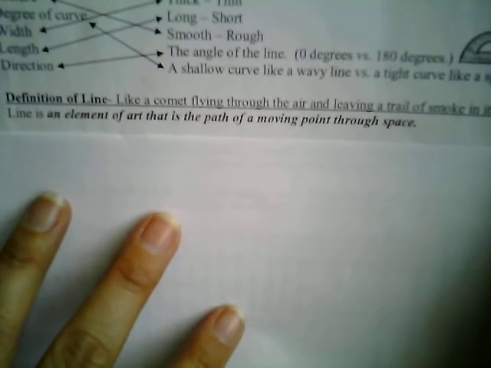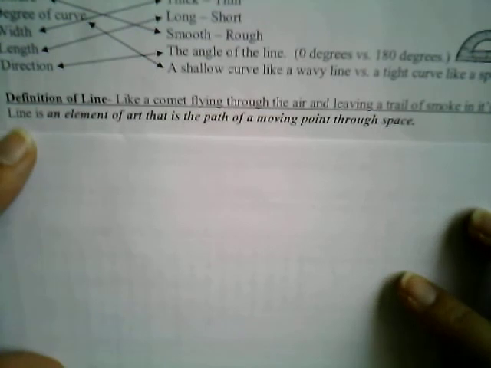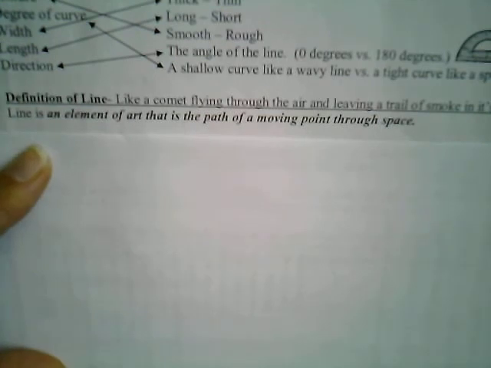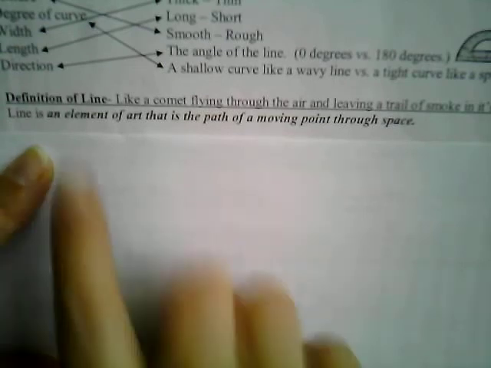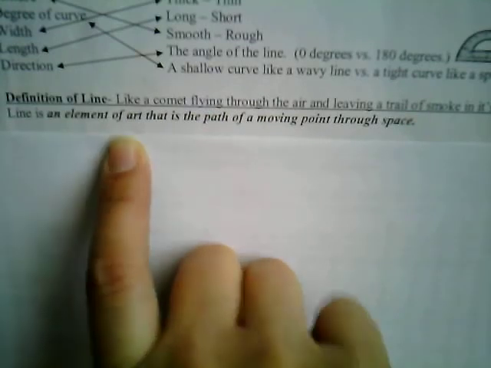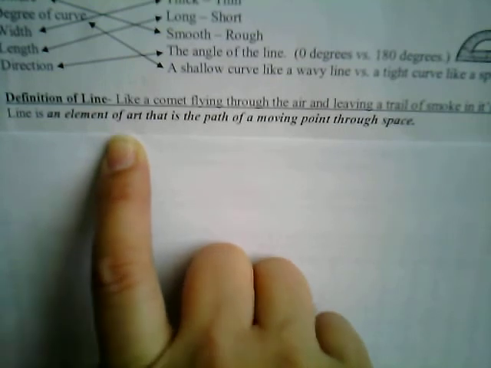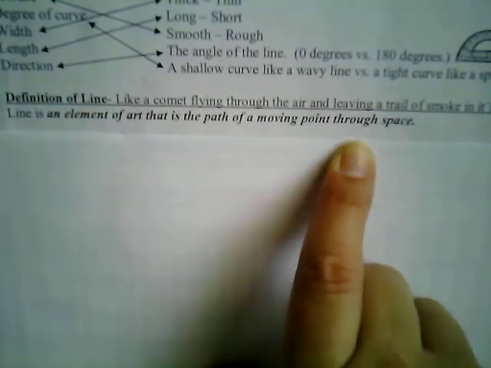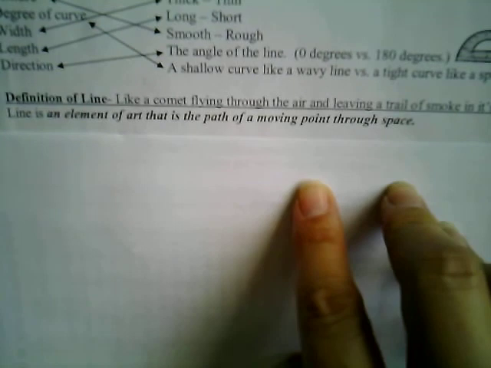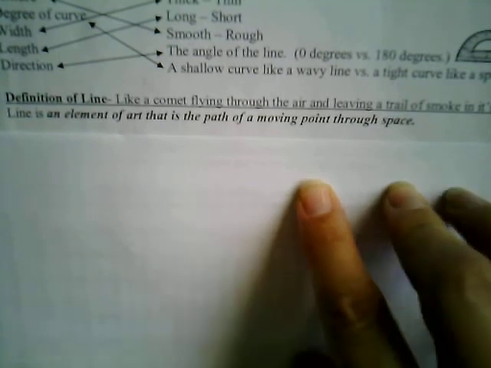Okay. So when we're talking about definition of line, we all know what a line looks like, right? You can show me, but the definition is actually that line is an element of art, which means it's one of these elements that I have up here, which are the basics of art. That is the path of a moving point through space. So that's the definition you're going to write down, but I'm going to demonstrate pretty much what this means. It might sound silly, but this is what it's talking about. So a line is actually the path that a point leaves behind.